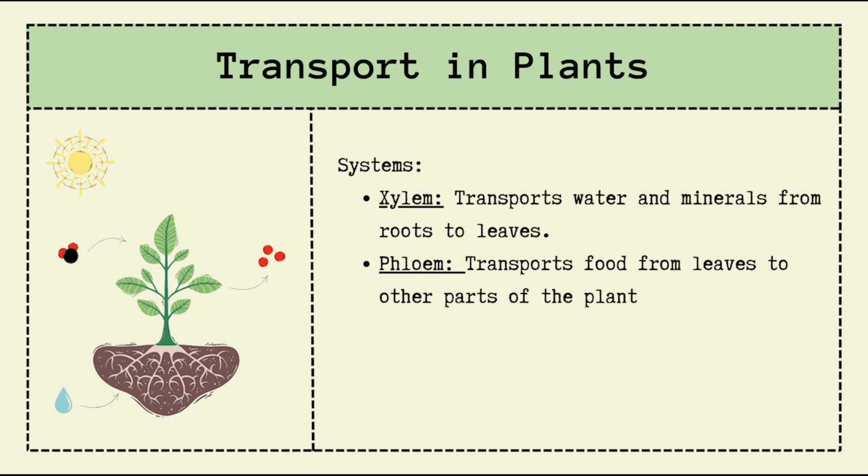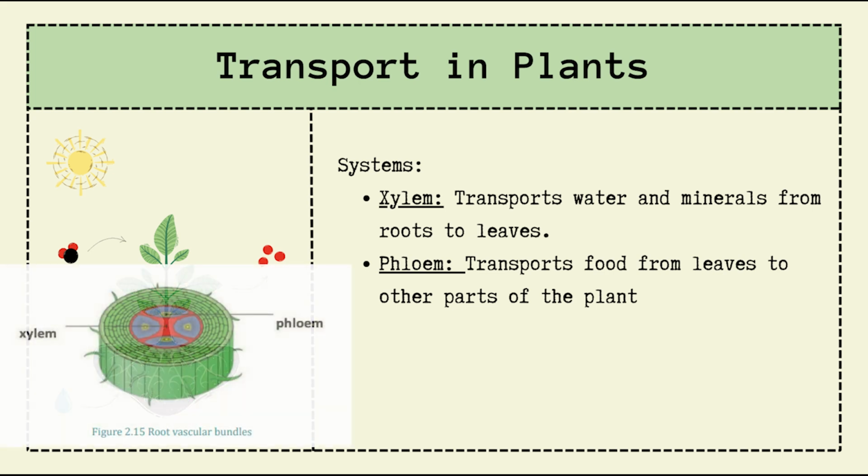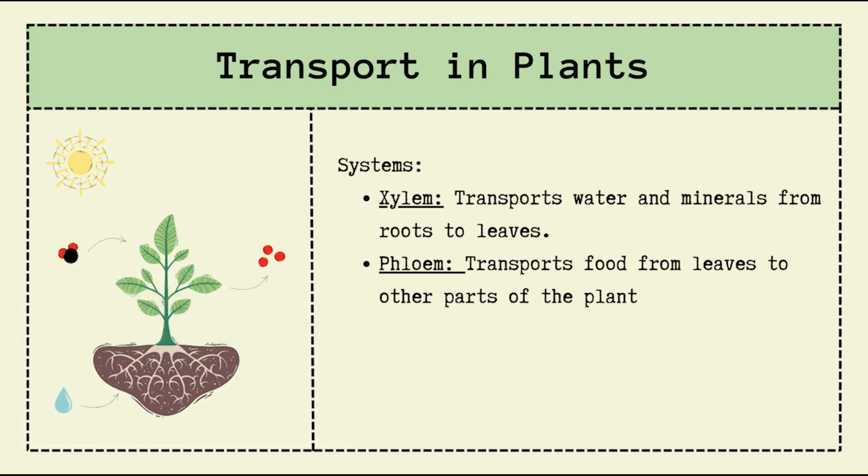Transport in plants. Plants have two transport systems, the xylem and the phloem. The xylem carries water and minerals from the roots up to the leaves, whereas the phloem moves food made in the leaves to the other parts of the plant. This system ensures every cell in the plant gets what it needs.